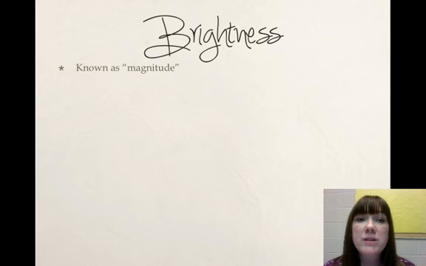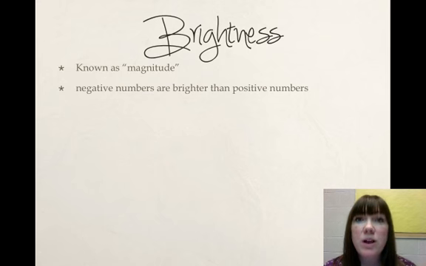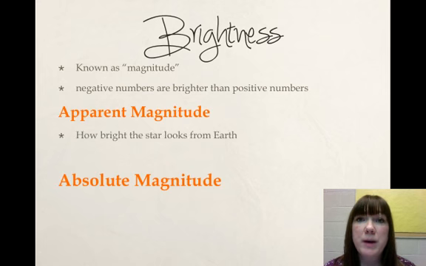When we talk about the brightness of stars, we call this magnitude. And we assign numbers to them based on their magnitude, and they can be negative numbers or positive numbers. And the negative numbers are the brighter stars, and the positive numbers are the dimmer stars. So the lower the number, the brighter it is. There are two types of magnitude, apparent magnitude and absolute magnitude.